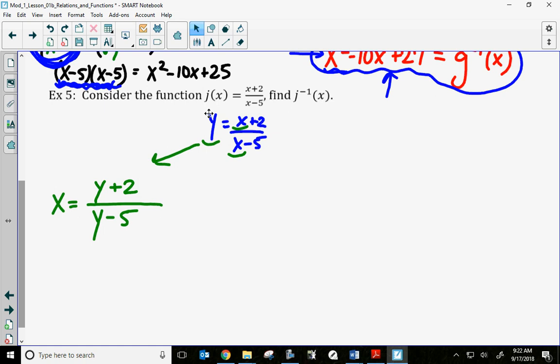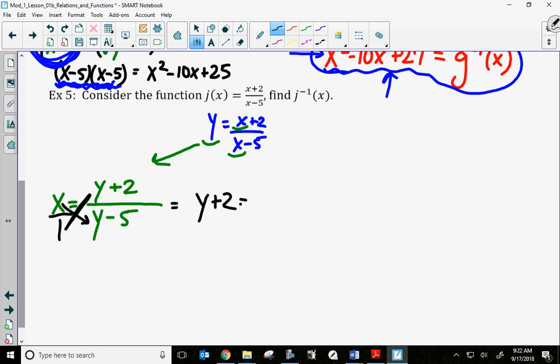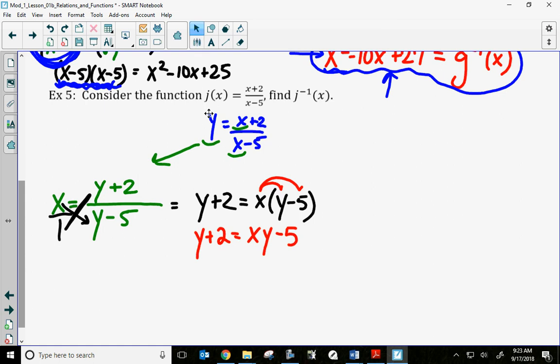All right? The first thing we're going to do is put this over 1, and I'm going to cross multiply. 1 times y plus 2, well, that's just y plus 2. Okay? X times y minus 5. There you go. I cross multiply. I'm going to want to distribute, to rid of these parentheses. Okay? I'm going to distribute my x. That's y plus 2 equals xy minus 5x. At this point, I don't think we've done anything crazy. We've cross multiplied and we've distributed.